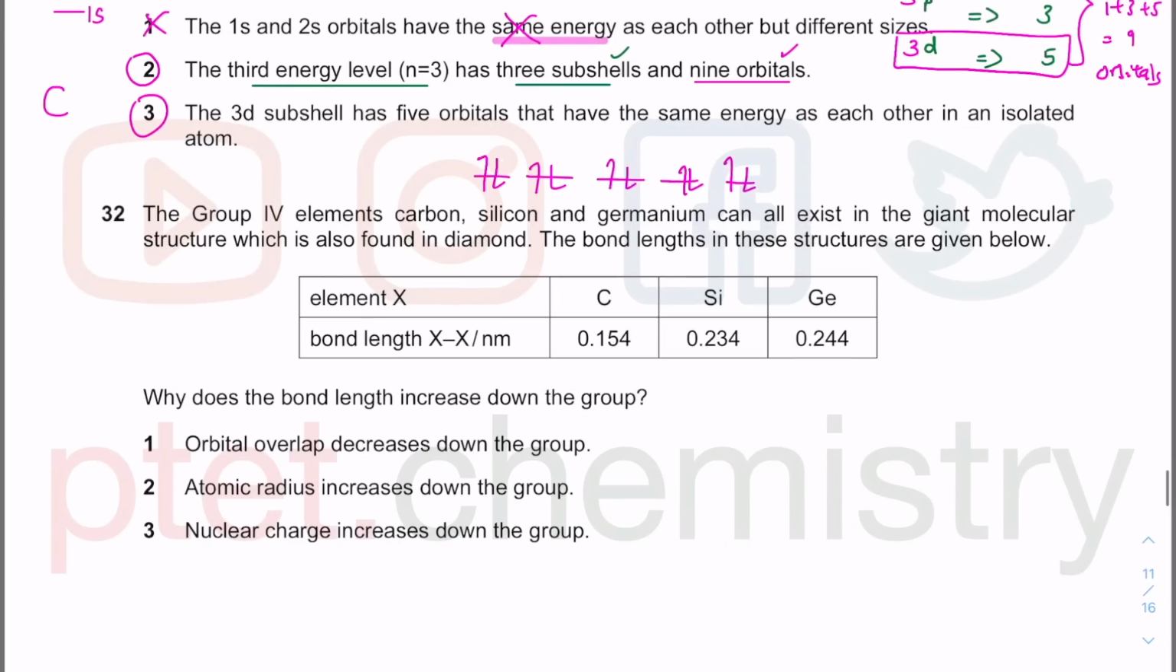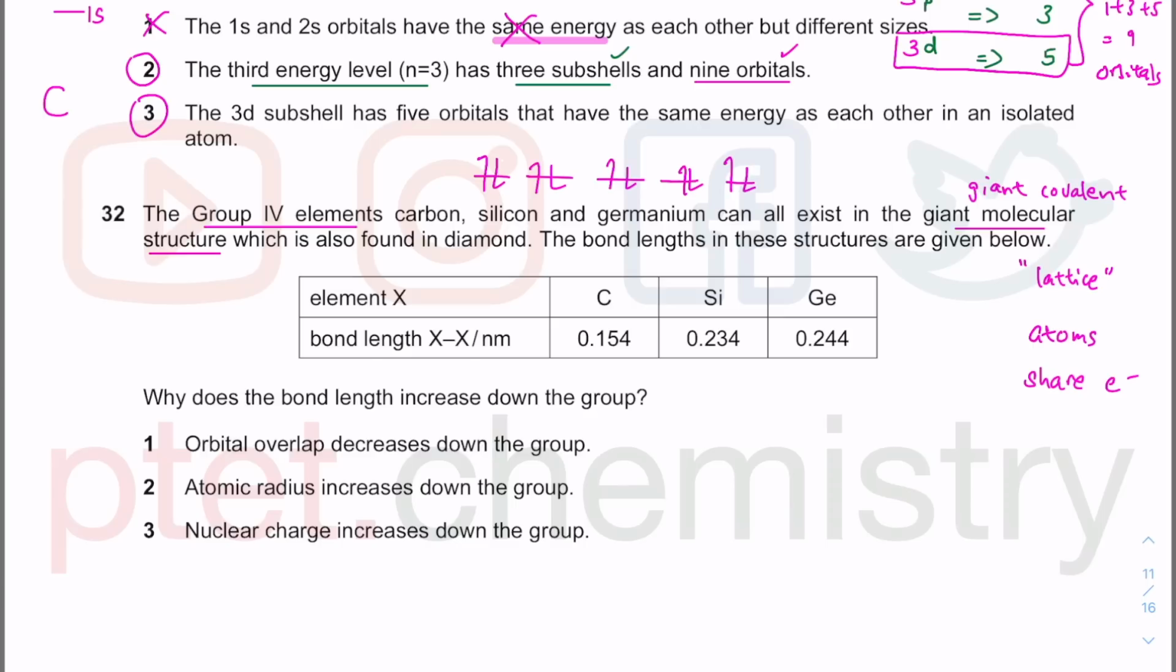See there. Question 32, we have group 4 elements. So group 4 elements, carbon, silicon, and germanium, they all have giant molecular structure. Giant molecular structure is the same as giant covalent structure. So they have a lattice because of the giant structure, repeated network throughout. But their lattice particles consist of atoms because these are forming covalent bonds. So the atoms share electrons.